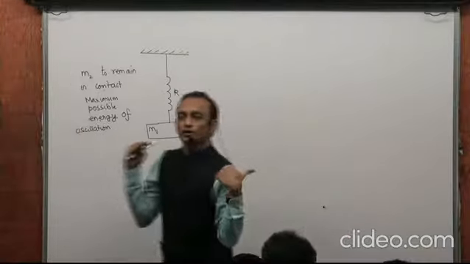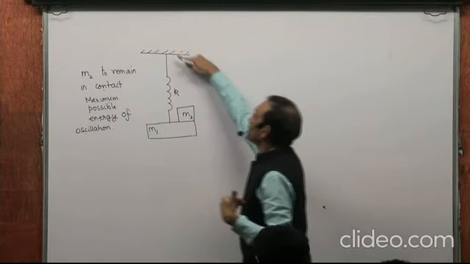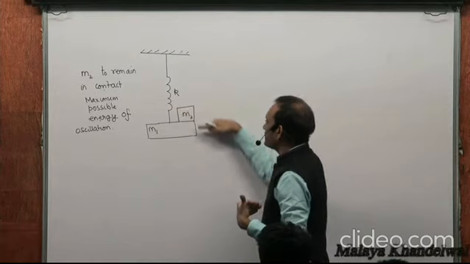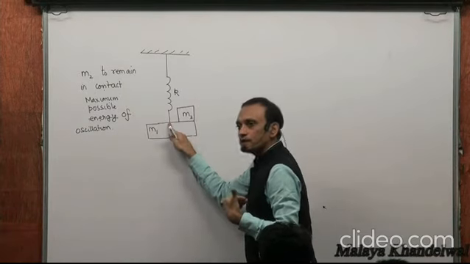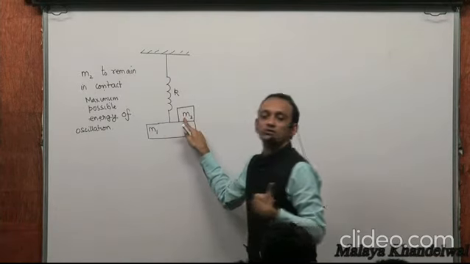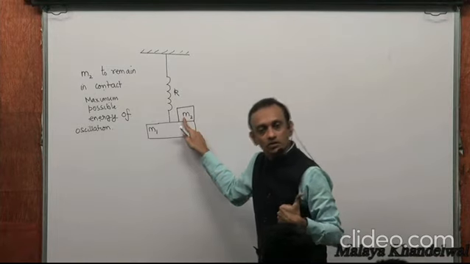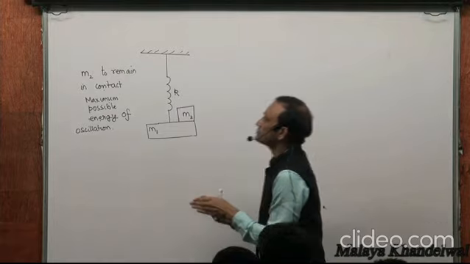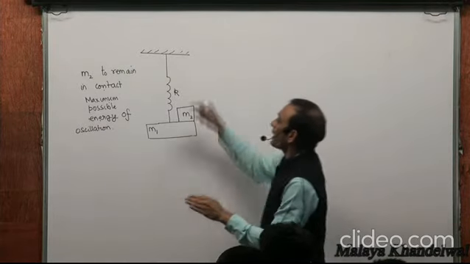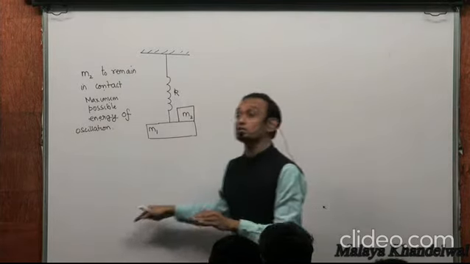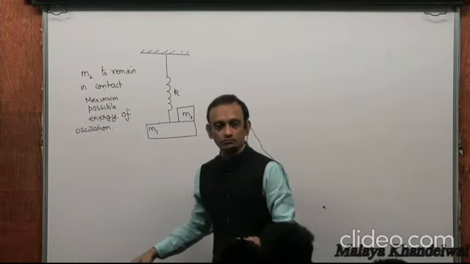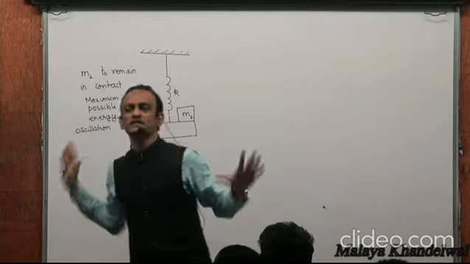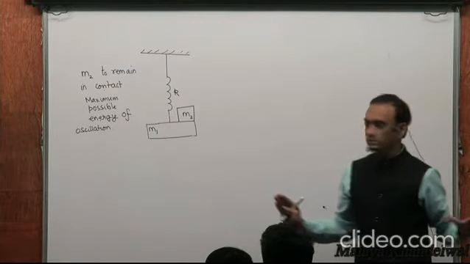So here we have an ideal spring, force constant K, a mass m1 rigidly attached to the spring, and m2 just sitting on the surface of m1, horizontal, right? We want to find the maximum possible energy of oscillation of the system, right? Now, first of all, let's understand some very basic premise of this physical situation, right?